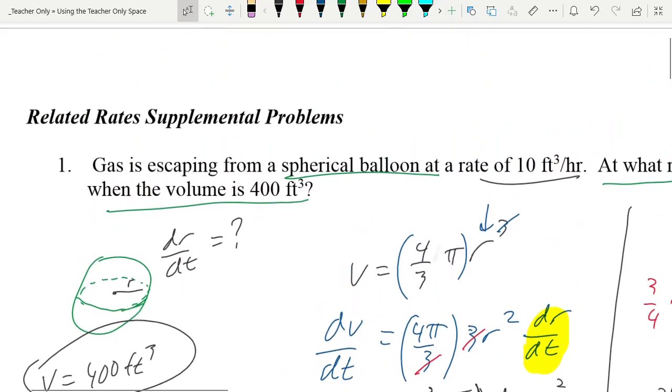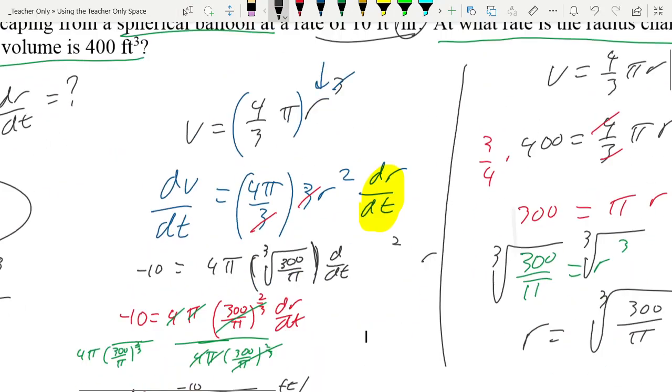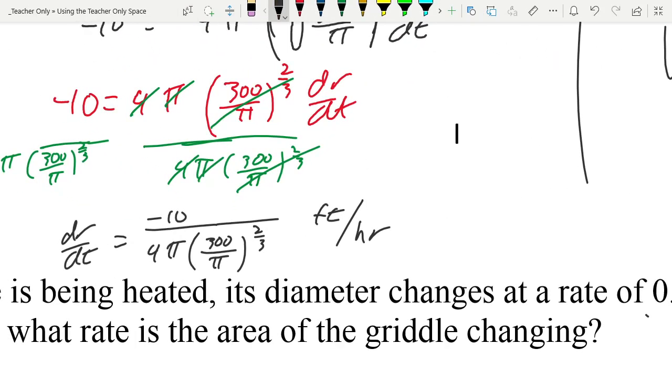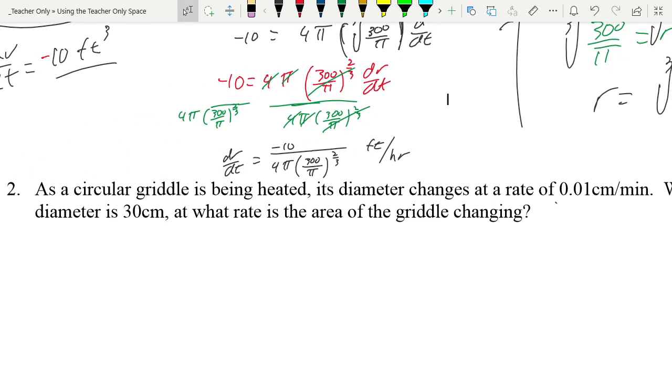So we go back into the problem and we say, there we go. It was measured in hours, the other rate that I had. So therefore, this would have that same unit. So this is going to have feet per hour. There we go. There's our answer. All right, on to the next one.